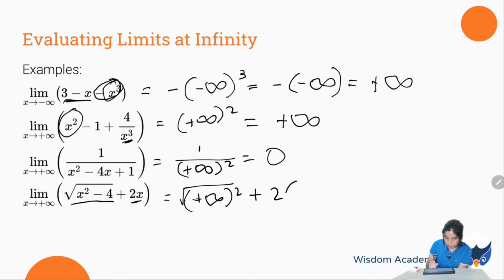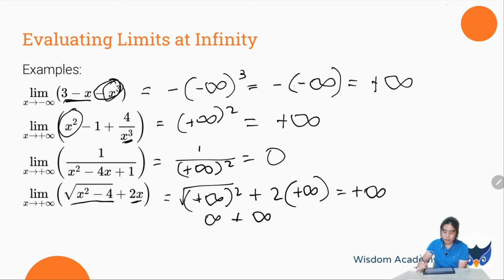Plus 2 times positive infinity. So, square root of infinity squared is still infinity. And 2 times infinity is still infinity. Then infinity plus infinity is equal to positive infinity. So, that is our answer.